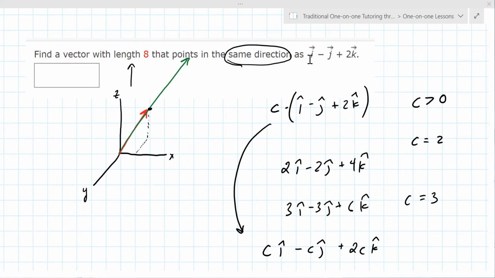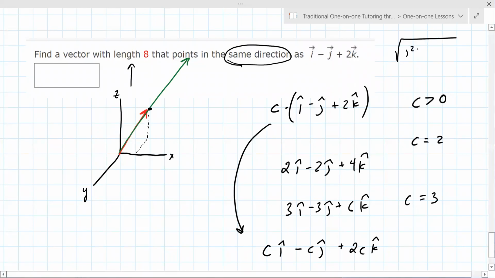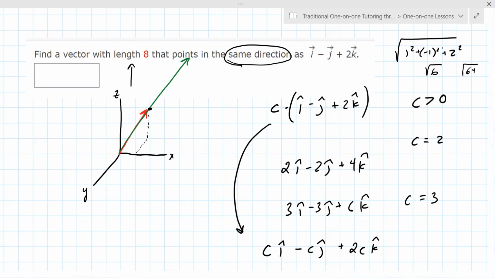Yeah, so this vector, it points off somewhere. But we want the one that's length 8, because the length of this one is 1 squared plus -1 squared plus 2 squared. It's not 8. That's 1 plus 1 plus 4. It's 6. We want the square root of 64. So we have to grow this vector. The length is 8. So that's where the magnitude comes in.